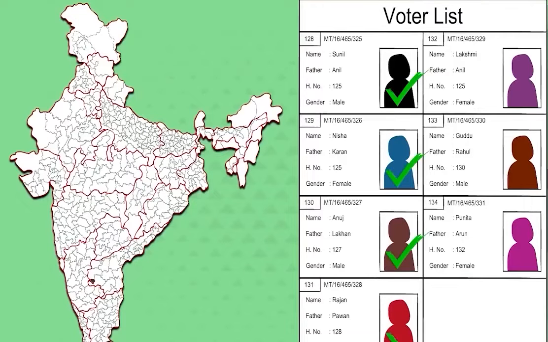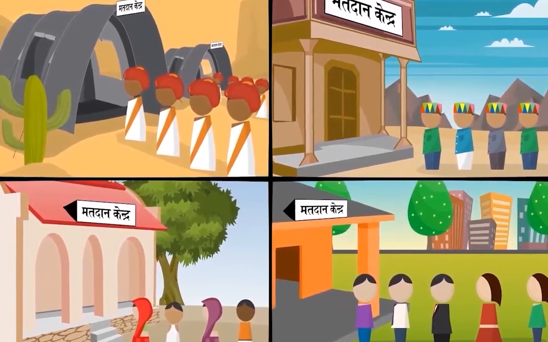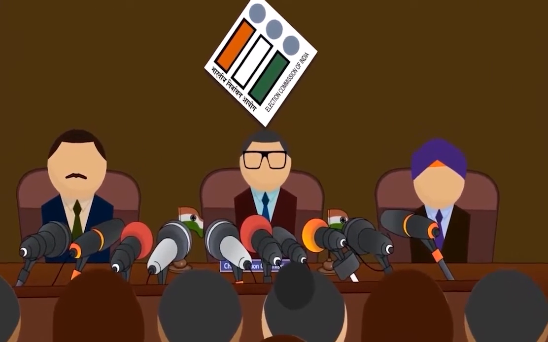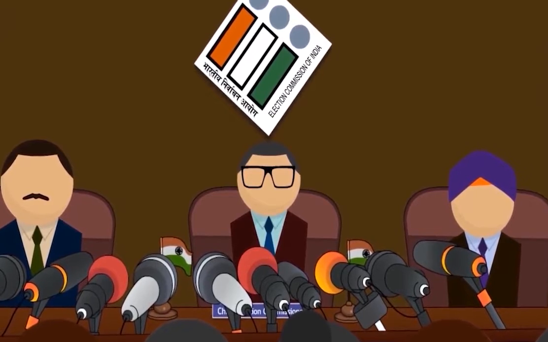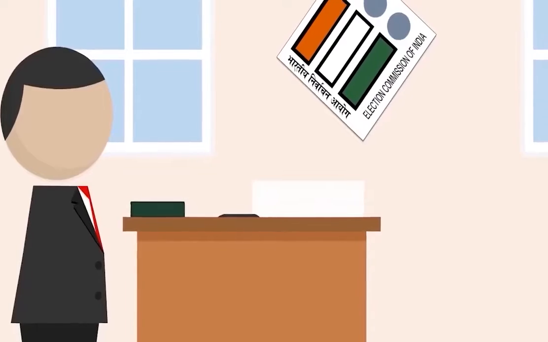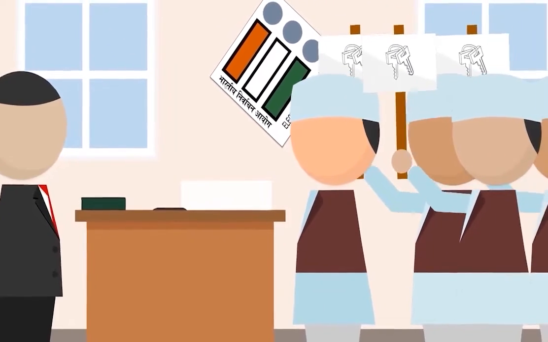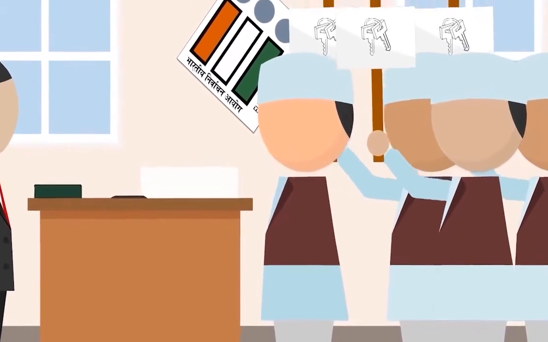With a list of constituencies and voters in place, the country can go for elections when they are due. The notification for elections is issued by a constitutional authority. This constitutional authority is called the Election Commission of India in our country. The process of nominating candidates in different constituencies begins soon after the notification for elections is released.